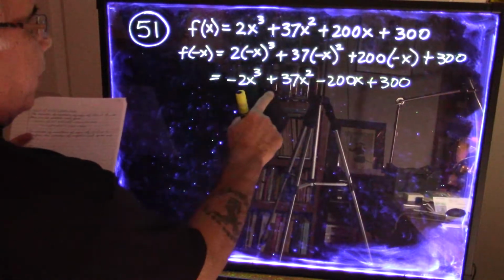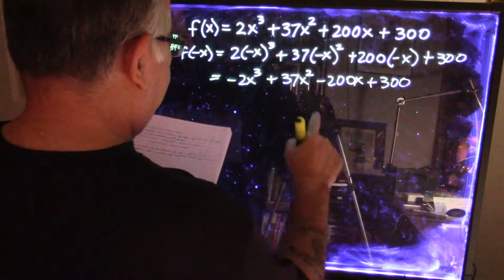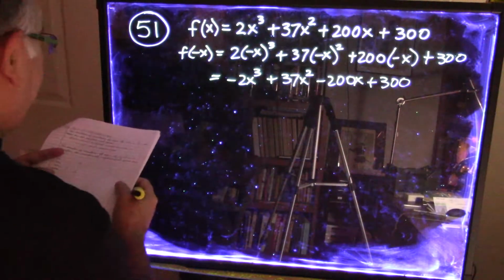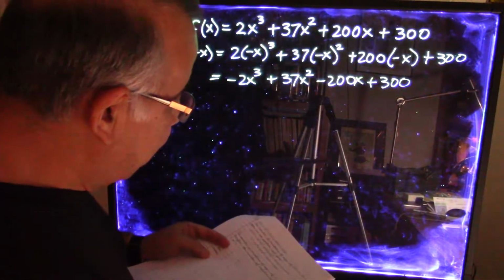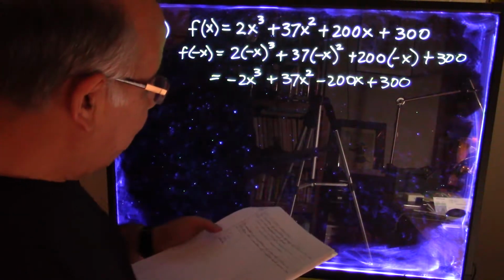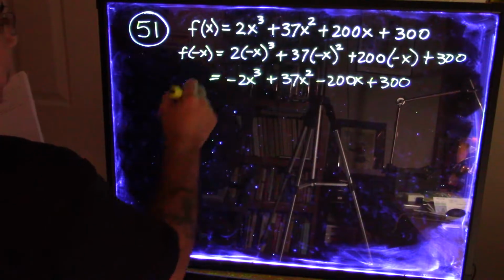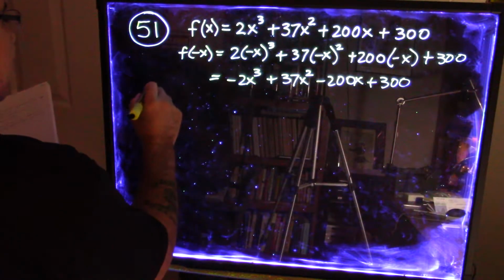So from negative to positive, that's 1. Positive to negative is 2. And negative to positive is 3. So there are 3 variations of sign for f of negative x, and that means that the number of negative real zeros are 3 or 1. And there's going to be a total of 3 zeros because the degree is 3.